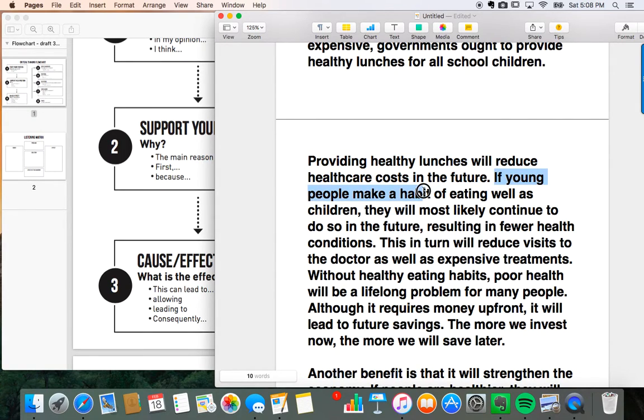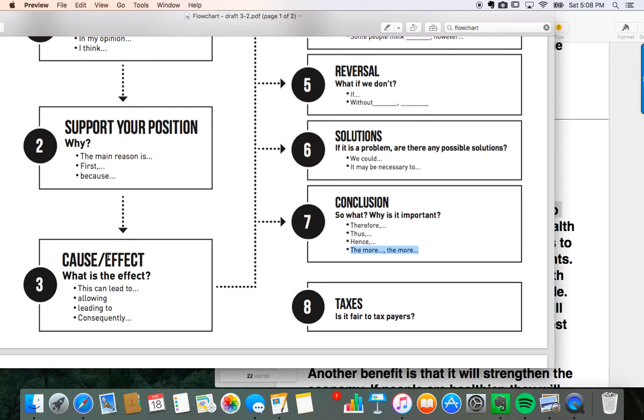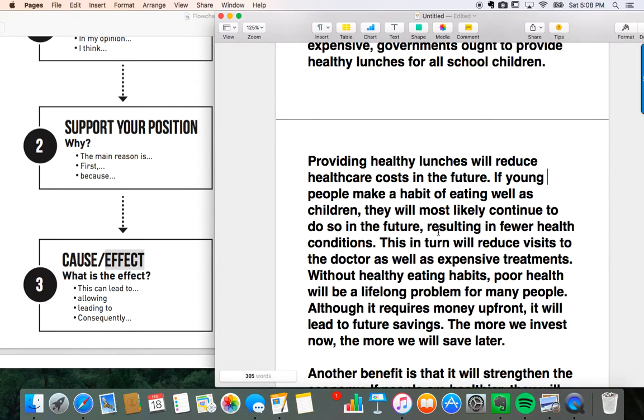If young people make a habit of eating well as children, they will most likely continue to do so in the future. So there's my reason why. Children need healthy eating habits in the future. Then we talked about this effect. What's the effect? Pardon me. And then, comma, resulting in fewer health conditions. Again, guys, I could really write a lot more here, but I'm just trying to highlight the idea leads to the grammar, not the other way around.